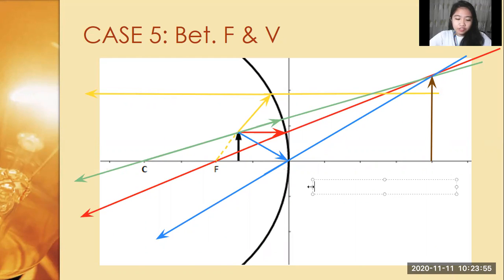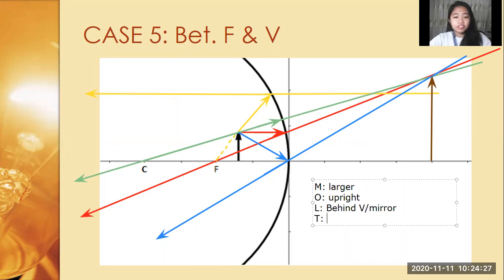Okay, so for the magnification, as we all see, the image is larger than the object, so it is larger. For the orientation, it's upright. It has the same orientation. For the location, it is behind the mirror.